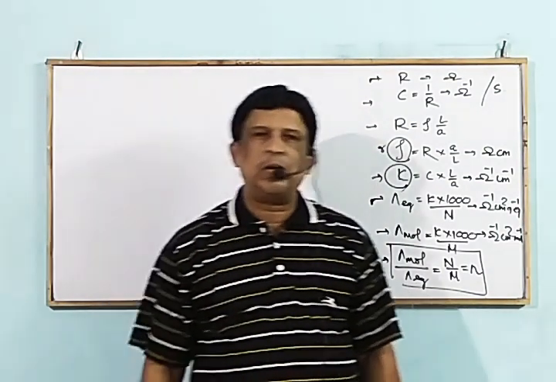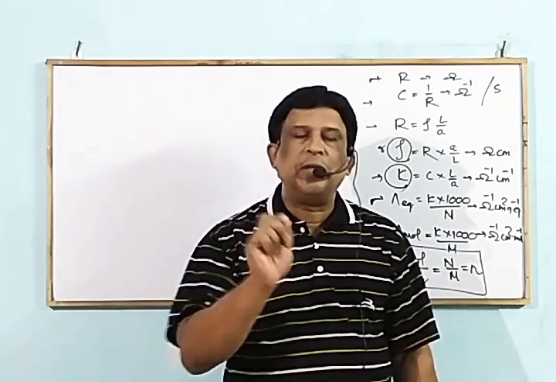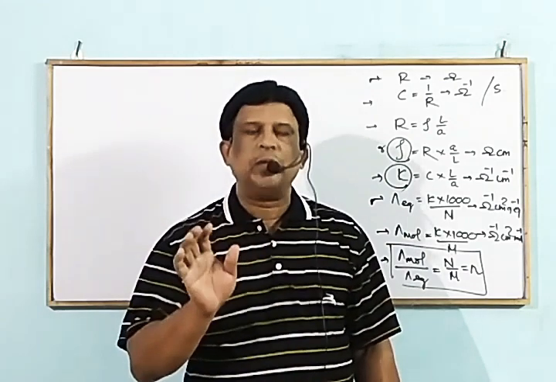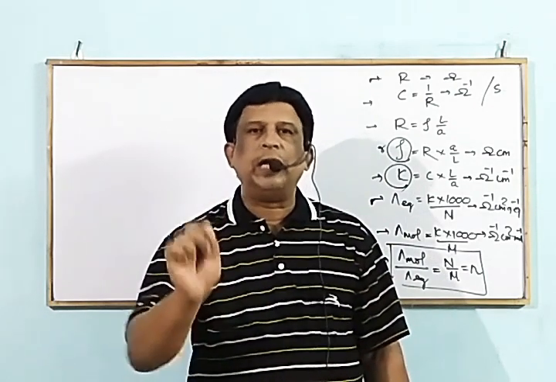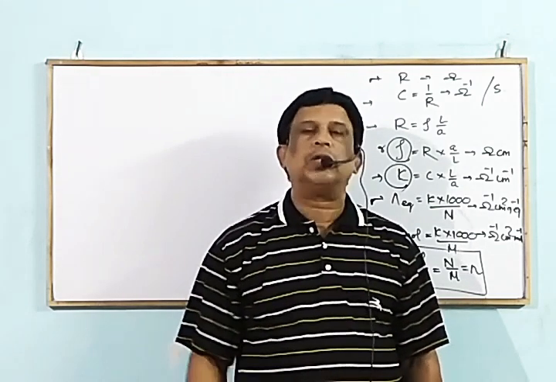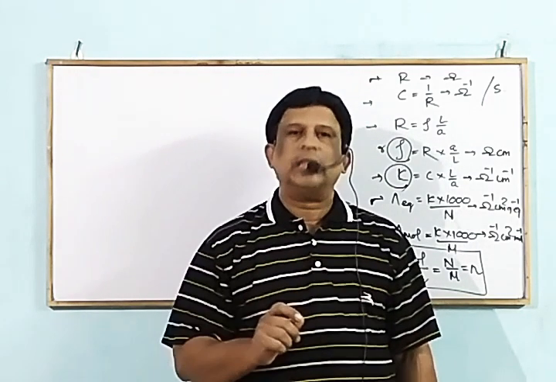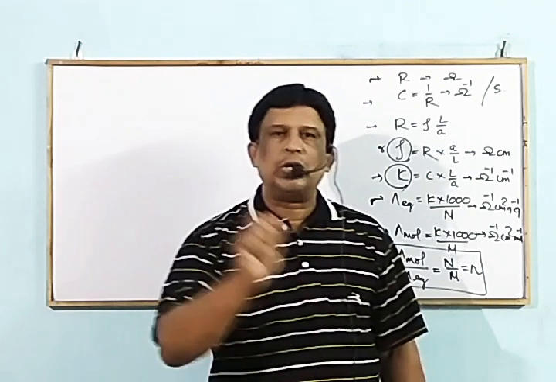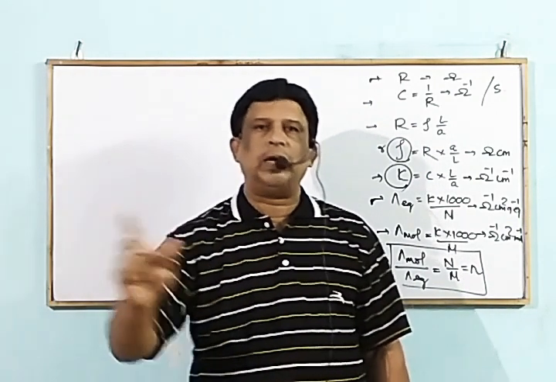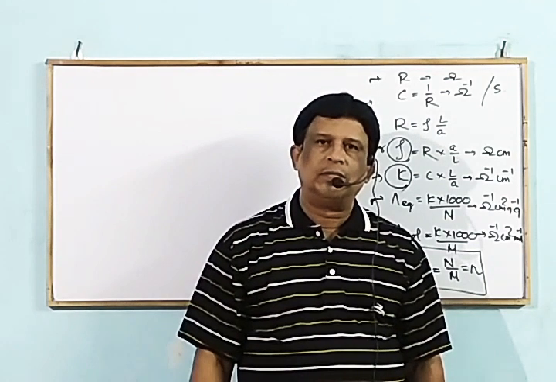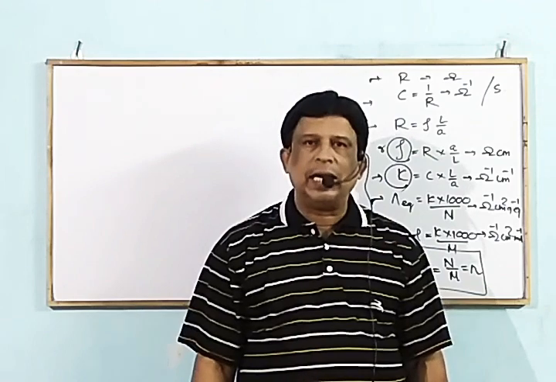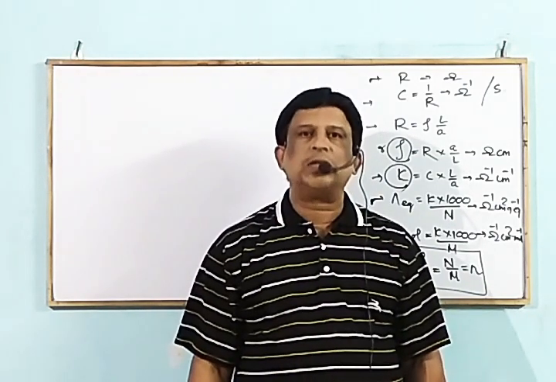Next we discuss a very important 3-mark question. It may be 2 marks or 3 marks. If it is 2 marks, the question is: state the law of independent migration of ion or Kohlrausch's law. On the other hand, if it is 3 marks, then the question is: write short notes on the law of independent migration of ion. So now switch over to the law of independent migration of ion, that is known as Kohlrausch's law.